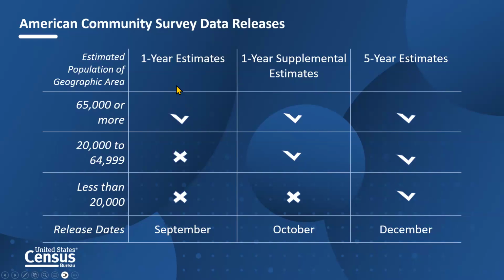Okay, but of course, to get the 1-year, you need 65,000 or more. If you're at 64,999, you will not fall here. It'll be the 1-year supplemental, so forth and so on. And these are our release dates. We had our most recent vintage released in December, the 2019 to 2023 5-year estimates.